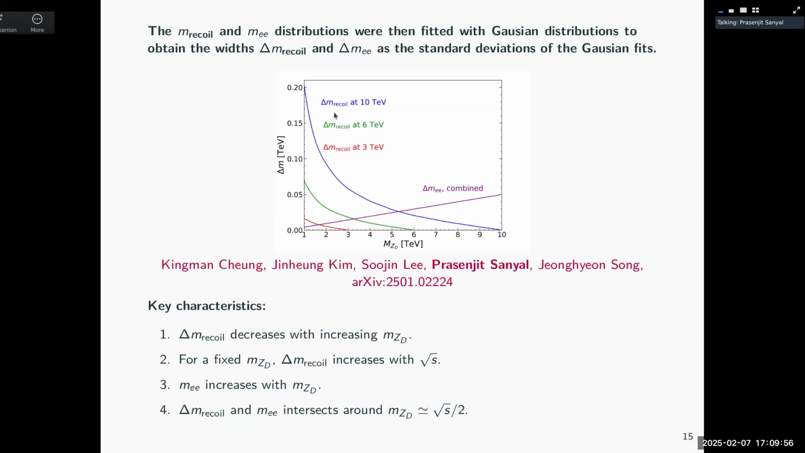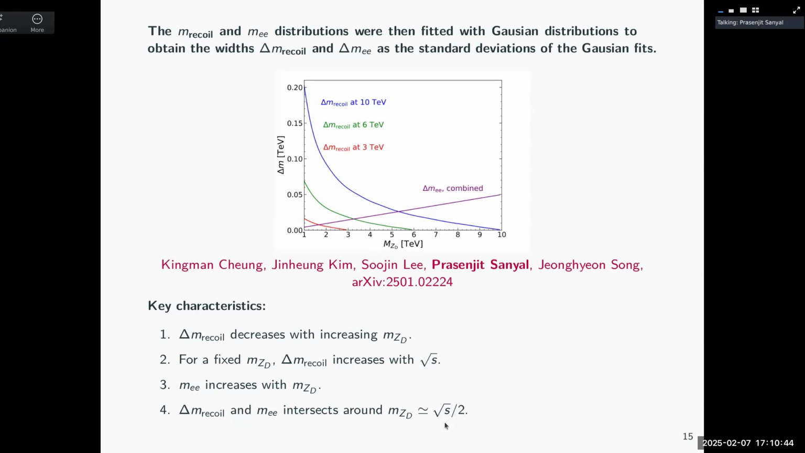So we can see for the recoil mass, the width actually decreases with dark Z mass, and when it is close to the center of mass energy, the width becomes very, very small. Whereas the opposite thing happens for the electron-positron invariant mass. In this case, the width increases with the mass of dark Z. Also, one thing to note is that the intersection of the recoil mass and the invariant mass widths happens just around half of the center of mass energy.